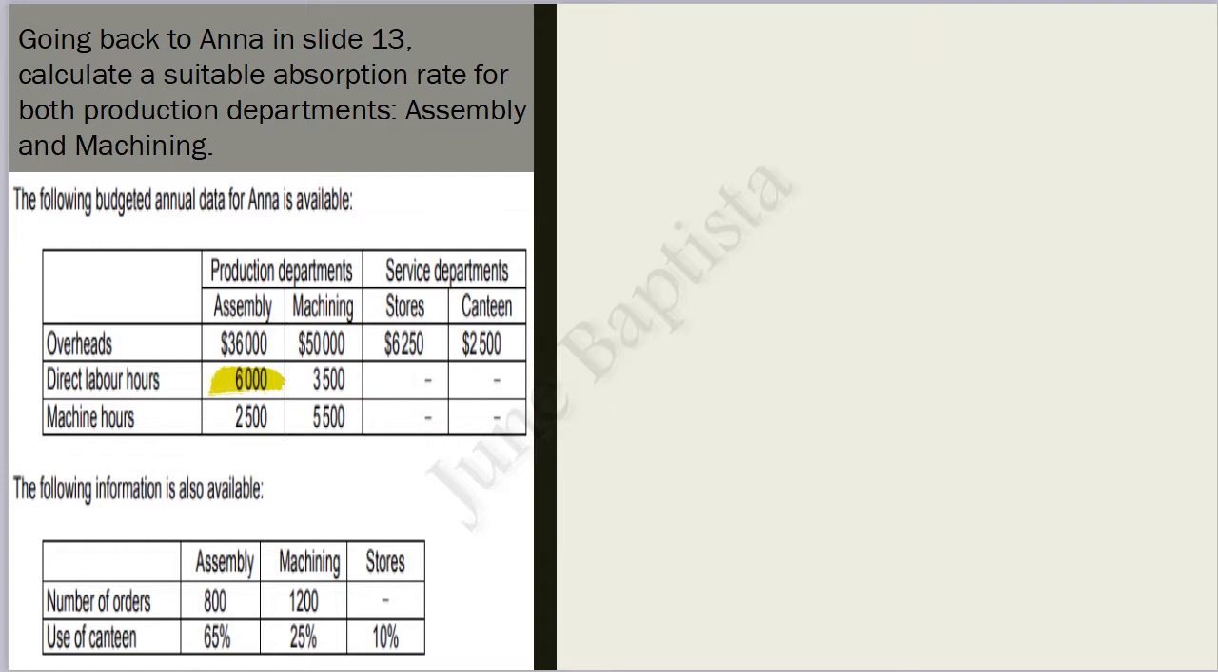Looking at the machine hours, we notice that the machining department uses more than double machine hours at 5,500 compared to assembly that uses only 2,500 machine hours. Hence, we can conclude that the machining department is capital intensive. Let's go to the other part of the slide where the OARs are calculated.